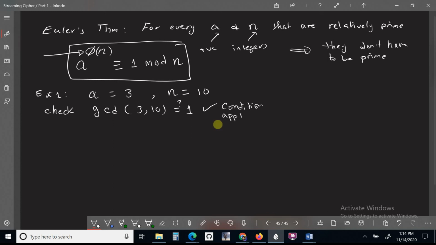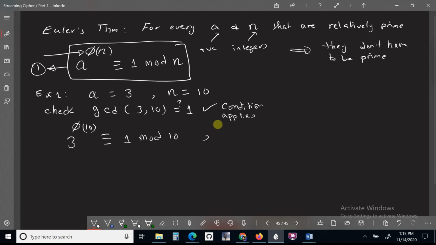So then we can express this one according to the formula. We can say 3 to the power phi of n, where n is 10, is congruent to 1 mod 10. Now, in order to complete this one, we have to compute.